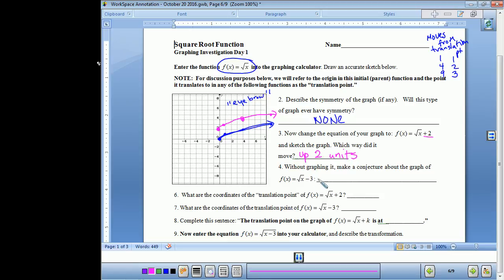All right. Now, what would this one do? Down 3. Okay, so if I started right here and did the moves, the square root of 1 is 1, the square root of 4 is 2, the square root of 9 is 3. Is it the same as shifting each one of those points down 3? Yes.